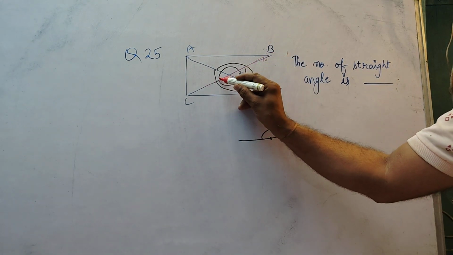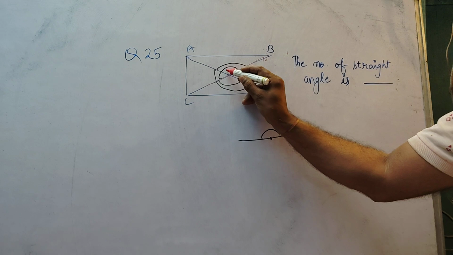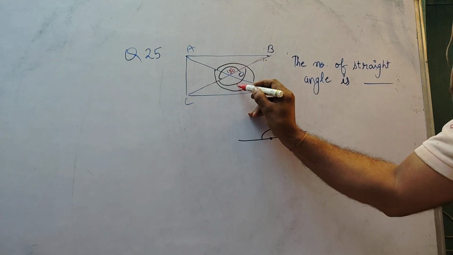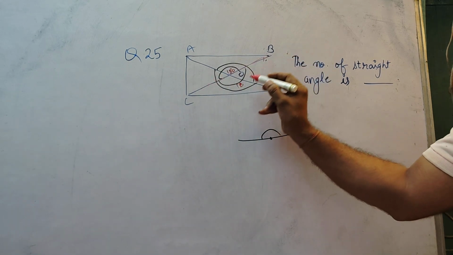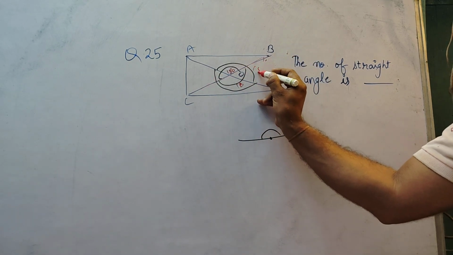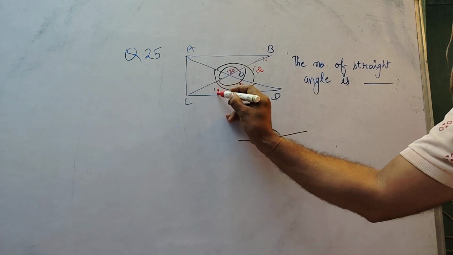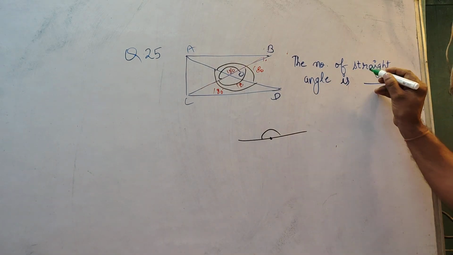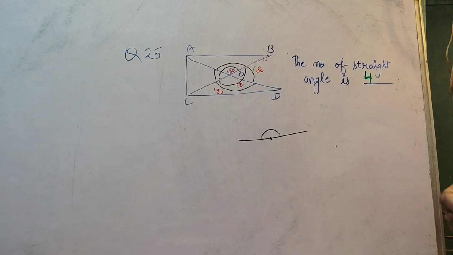So there are four straight angles, two on diagonal CB and two on diagonal AD. These four angles are straight angles. I think a fifth one is not available. So the correct answer we can fill here is 4. So the number of straight angles in this figure is 4.